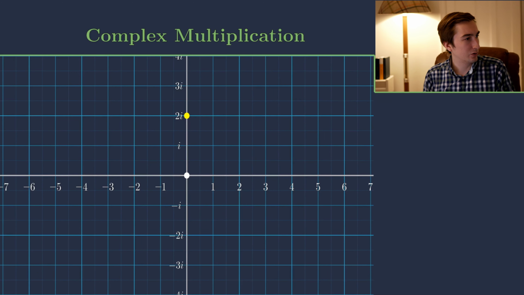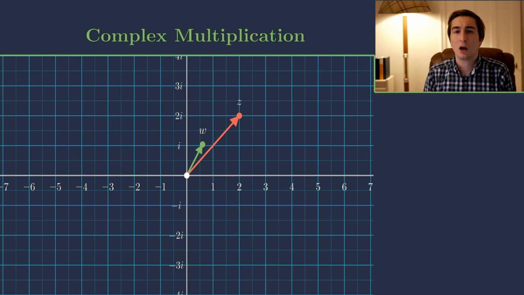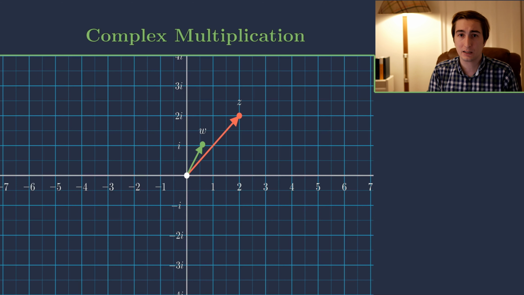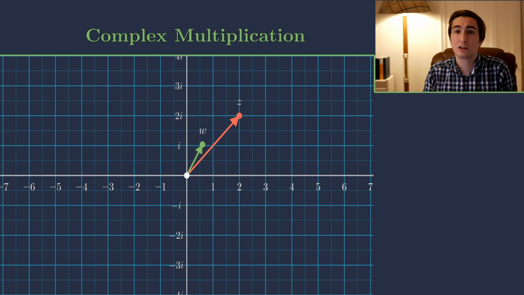So the natural question to ask then is, can we talk about the multiplication of 2 general complex numbers? So here we've got 2 complex numbers on the plane. We've got z and w. What would it mean to say how z here, say, acts on w multiplicatively, or how w acts on z multiplicatively? In other words, what's z times w and w times z?